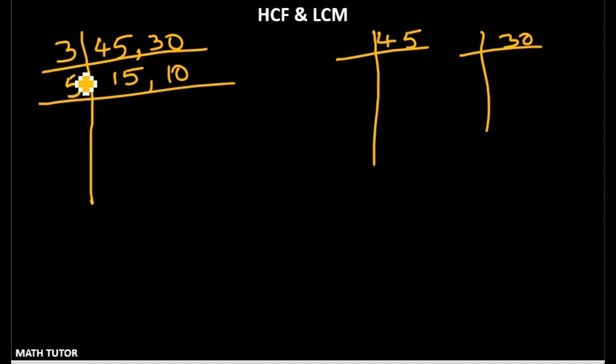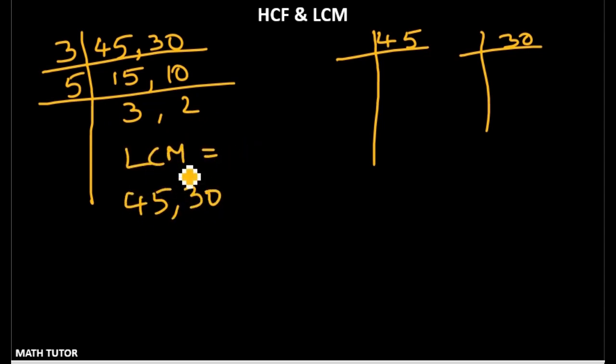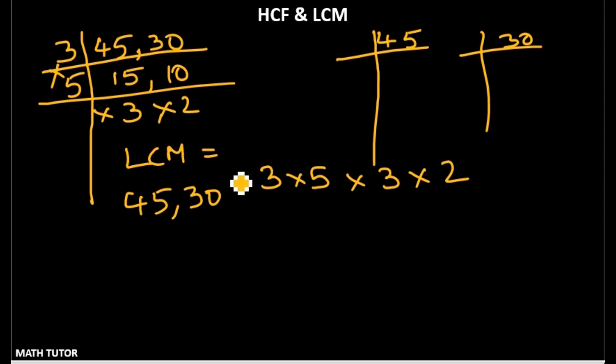Next, I'll go for the 5 table. 5 times 3 equal to 15. 5 times 2 equals 10. Is there any common factor for 3 and 2? No, right? So I have to stop here. Now, if you ask me what is the LCM for 45 and 30, what is my answer? I have to multiply 3 times 5 times 3 times 2. That will be the answer.